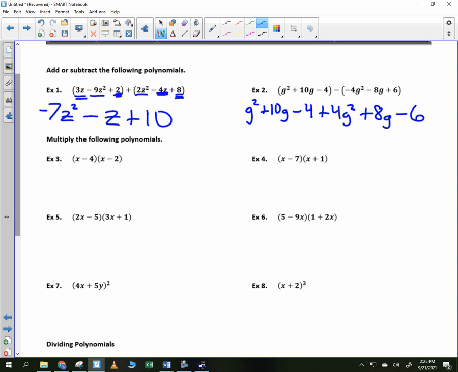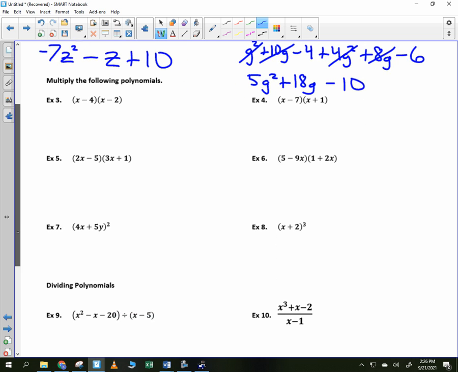So I have g squared plus 4g squared is 5g squared. I have 10g and 8g. That makes 18g. Minus 10. So we just added and we subtracted.